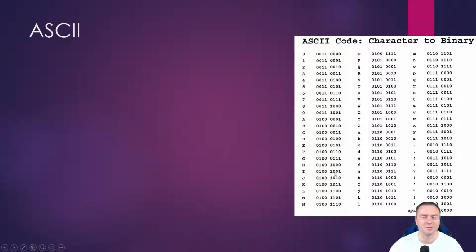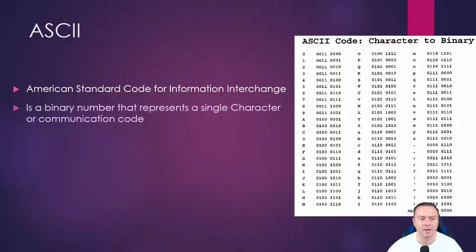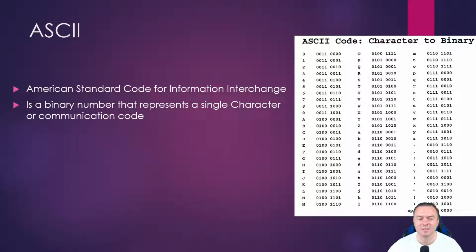Okay, it also stores a few other commands for communication protocols because it was built basically when the internet started, which is kind of cool. So ASCII stands for the American Standard Code for Information Interchange. Okay, it is a binary number that represents a single character or a communication code.